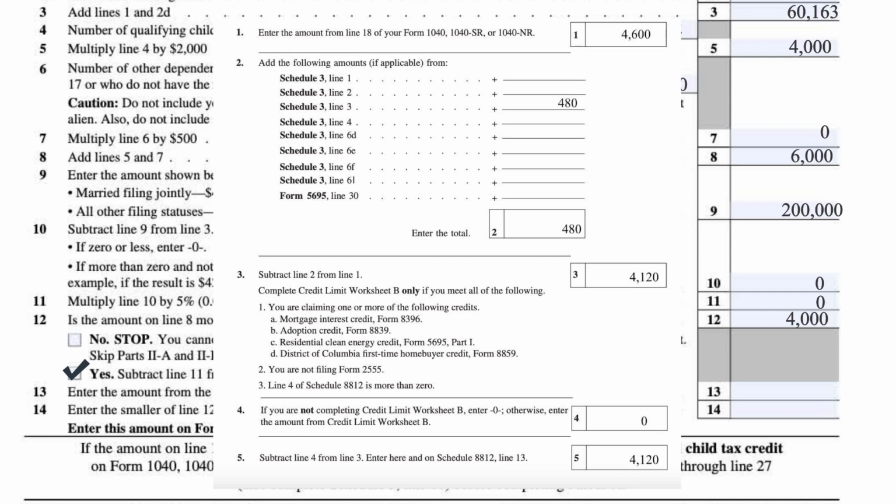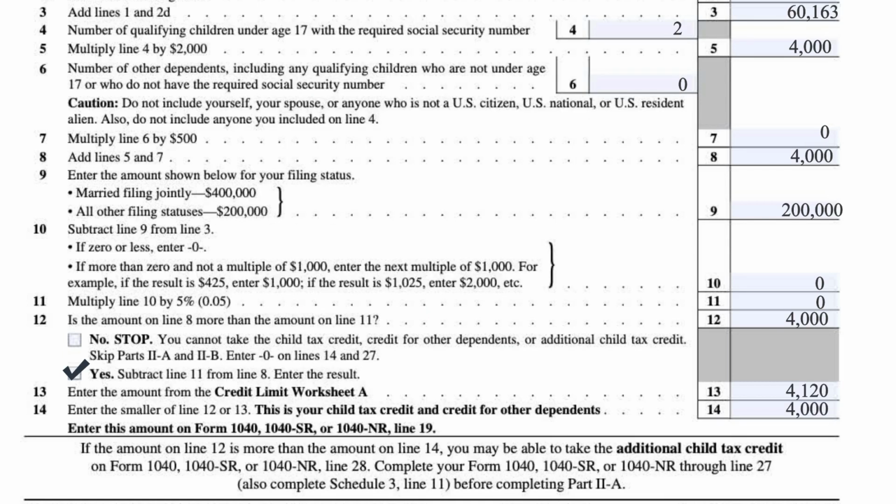If a taxpayer is taking any of the following credits, either the mortgage interest credit, adoption credit, residential clean energy credit, or the District of Columbia first-time homebuyer credit, then they must complete the credit limit worksheet B. Emily is not, so she does not need to complete this worksheet, and she can enter the amount from line 5 on her Schedule 8812, line 13. We end up with a total amount of $4,000, which is added to line 19 of Form 1040. This is Emily's refundable tax credit.